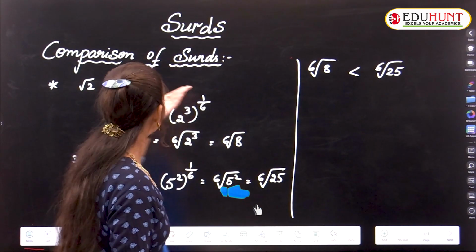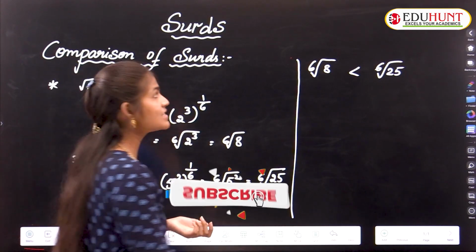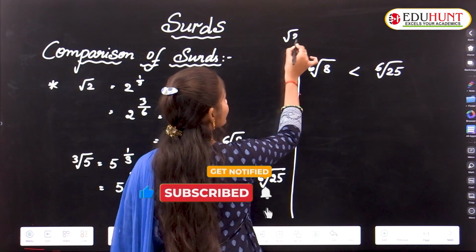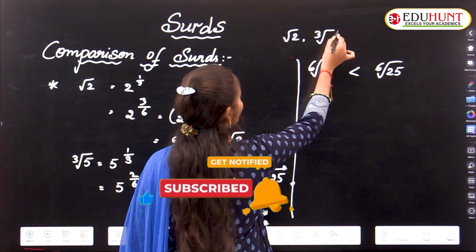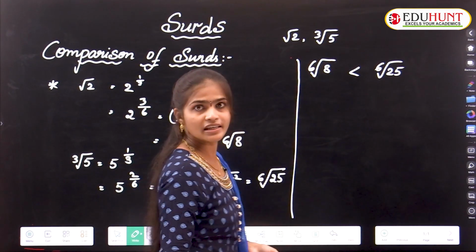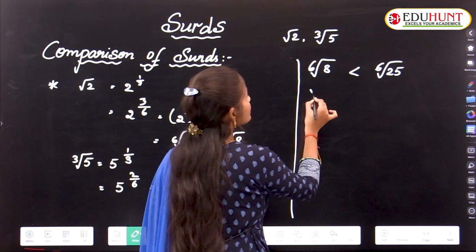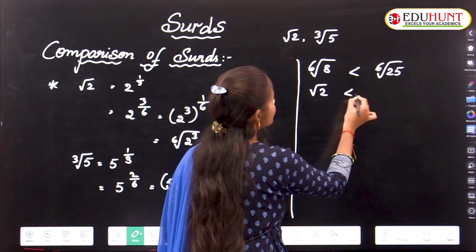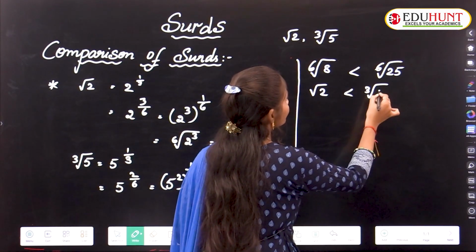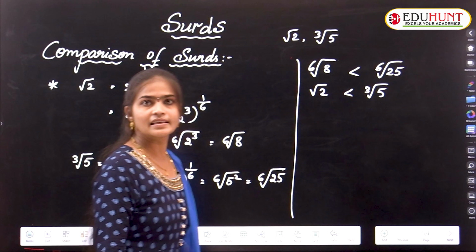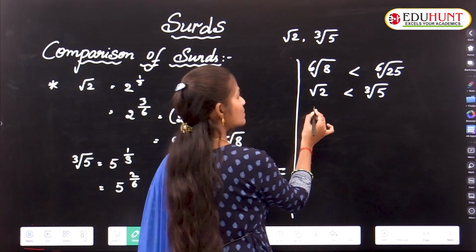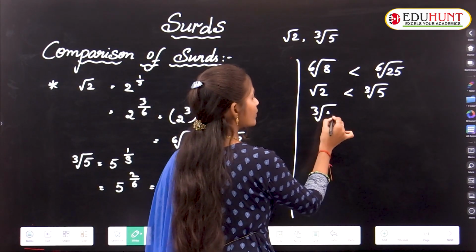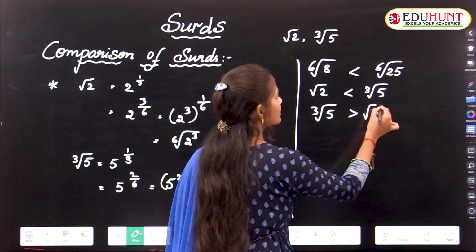Okay, now apply that to the given surds. Actually, what are the given surds? Root 2 and cube root of 5. Actually these two are the given surds, right? So here square root of 2 is less than cube root of 5. Is it clear? Or else we can write this as cube root of 5 is greater than square root of 2.